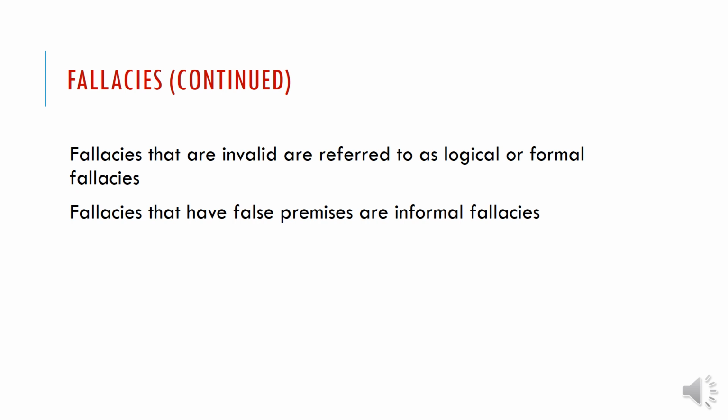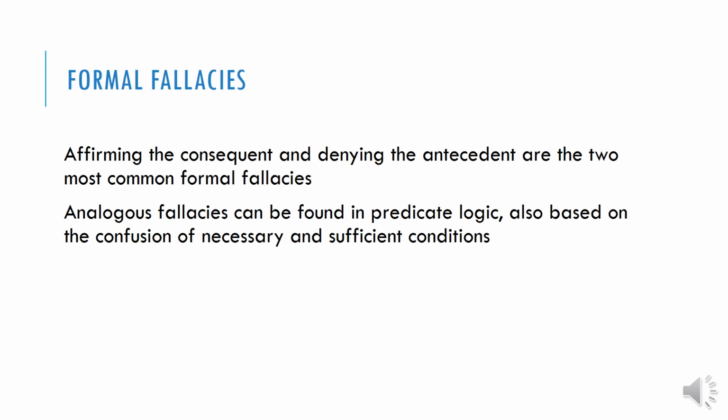We need to make a distinction between two different types of deductive fallacies: logical or formal fallacies and informal fallacies. Formal fallacies are those made when looking at the structure of an argument, while informal fallacies are made when looking at the content. We'll first look at a couple of popular formal fallacies.